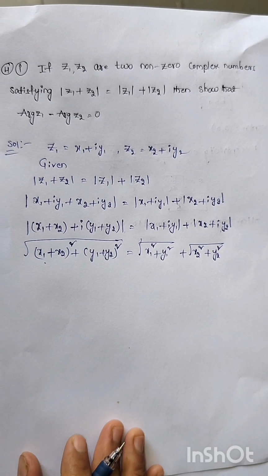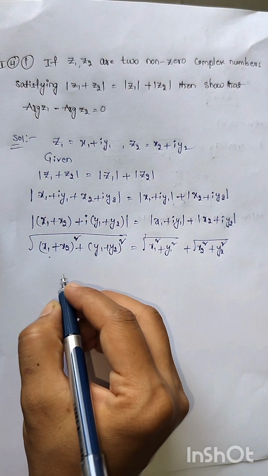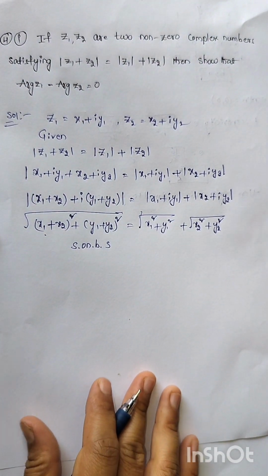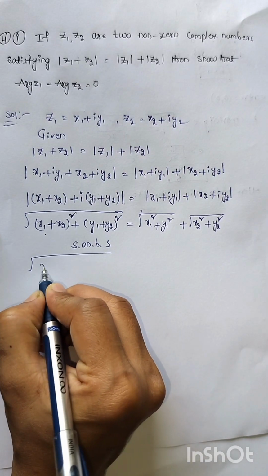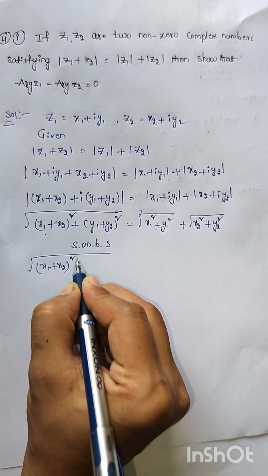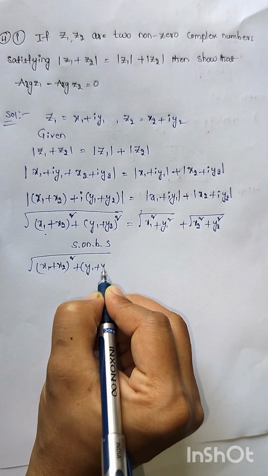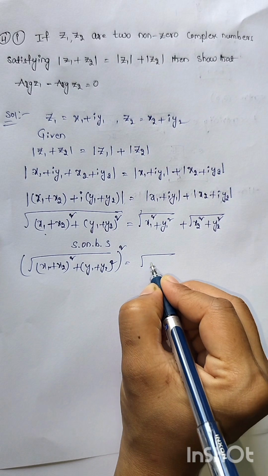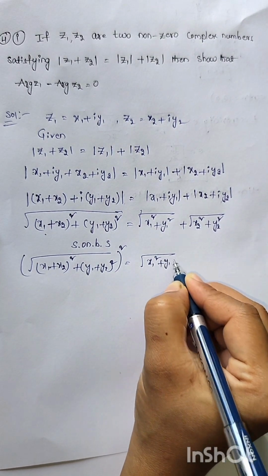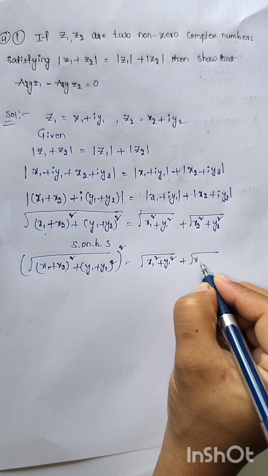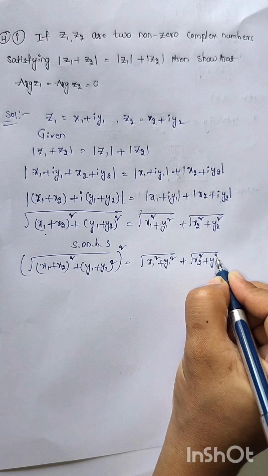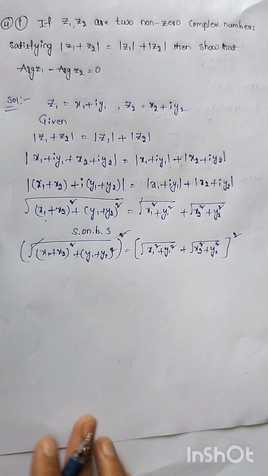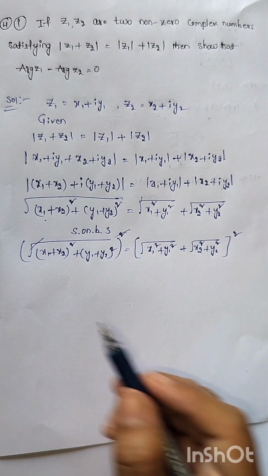Now we can do squaring on both sides. Under root of x1 plus x2 whole square plus y1 plus y2 whole square equals root of x1 square plus y1 square plus root of x2 square plus y2 square, whole square. Root and square get cancelled. This is again in a plus b whole square form.